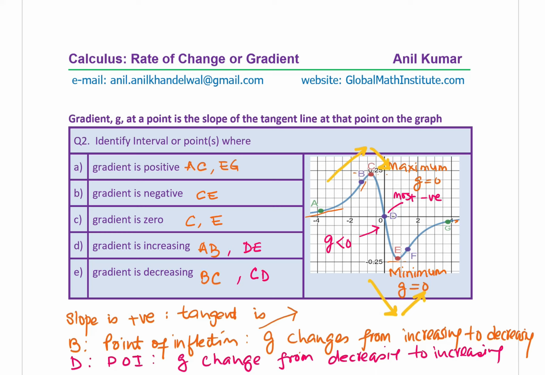This portion A to B is concave up, right? So do you see this particular portion? We can say this particular portion is concave up. And the portion from B to D is concave down. So this particular portion, we can say from F to G also, this portion is concave down.